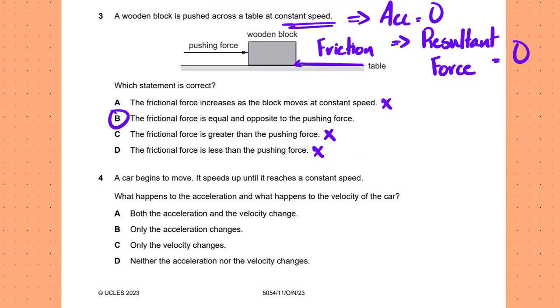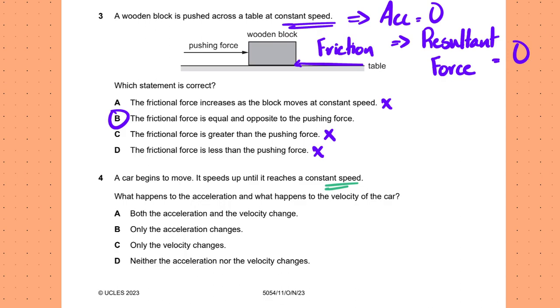Question number 4, a car begins to move, it speeds up. Again, you have this word, constant speed. What happens to the acceleration? What happens to the velocity of the car? Again, this question is also one which has not been asked for the first time in this paper. It has been asked, I guess, at least one time before. So what happens to the acceleration? What happens to the velocity of the car?